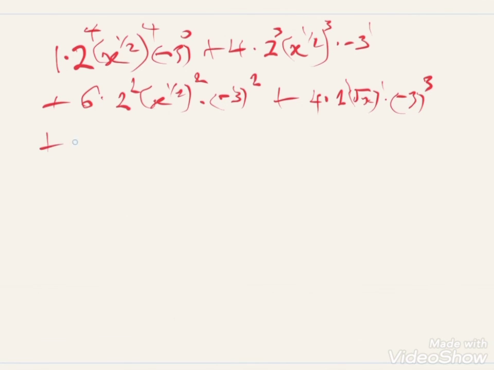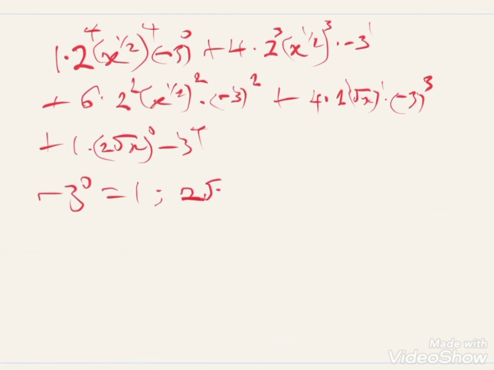3, plus the final term 1 multiplied by 2 root x all raised to the power 0, minus 3 raised to the power 4. Now we know that by indices, the zeroth law of indices says that minus 3 raised to the power 0 is equal to 1. Again, 2 root x raised to the power 0 is also 1, so we substitute.